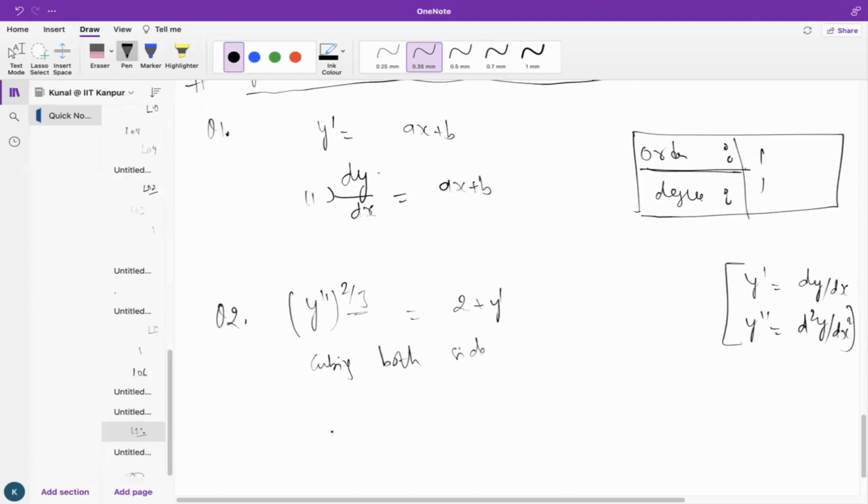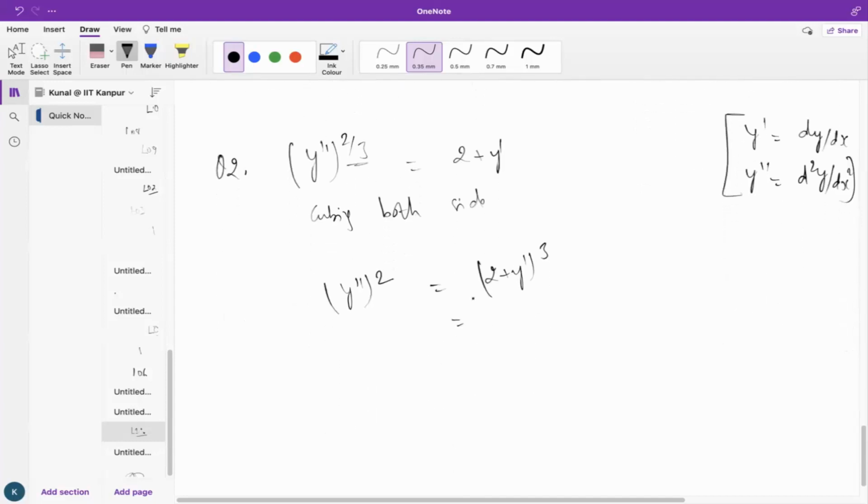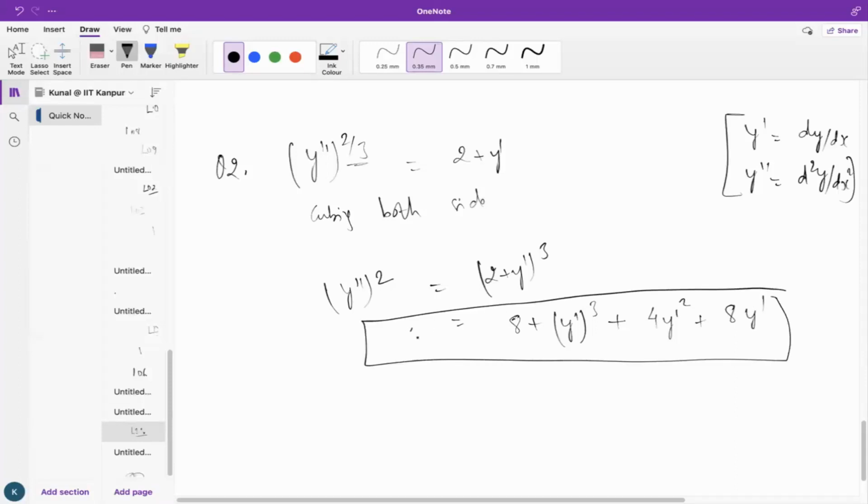So what we will get here: y double dash square is equal to 2 plus y dash, whole cube. So what we will get here, watch it: 8 plus y dash cube plus 4 y dash square plus 8 y dash is equal to y double dash, whole square.